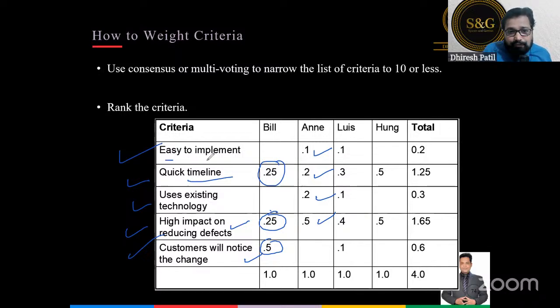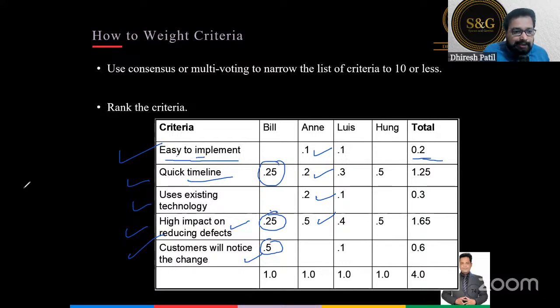So ease of implementation, how many people have given the weightage? Annie has given 10%, Louis has given 10%. So the total is 20%, or 20% meaning 0.2. 20 divided by 100 is equal to 0.2. Clear? Yes. So similarly, now this is the criteria and this is the weightage for the criteria.